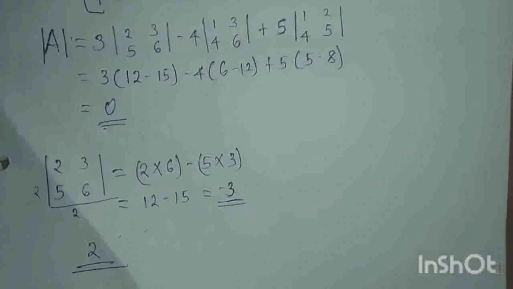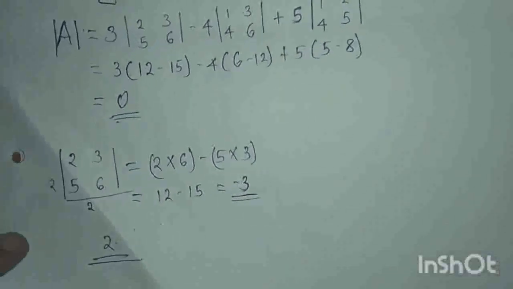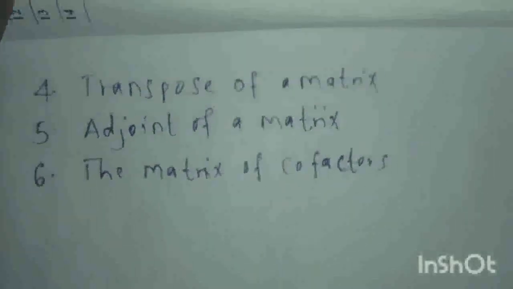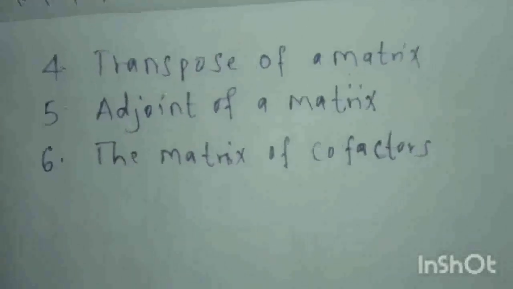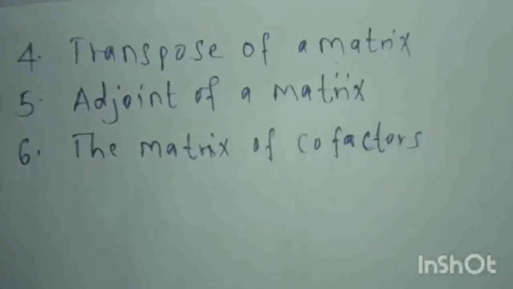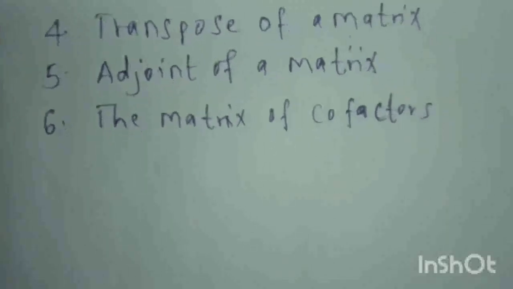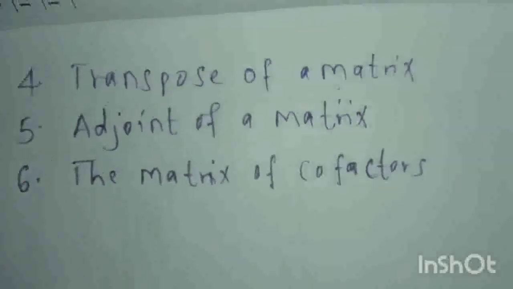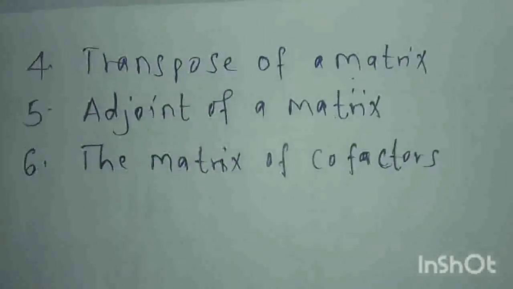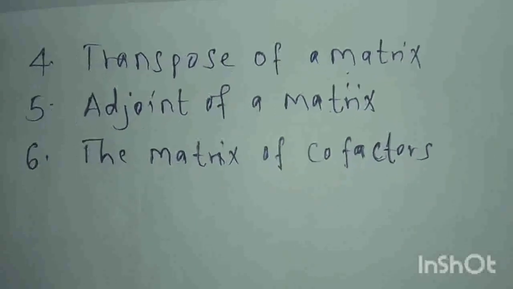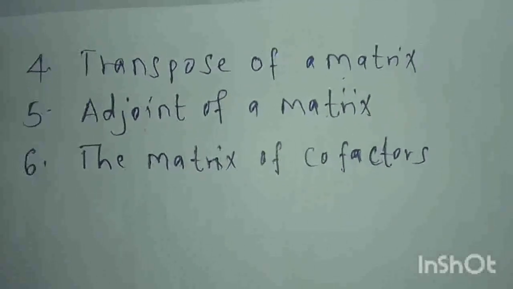So these are the entities that are remaining in the matrices. That is transpose of a matrix, adjoint of a matrix, the matrix of the cofactors. We shall learn them later when we will be learning about solving systems of linear equations using the inverse method.